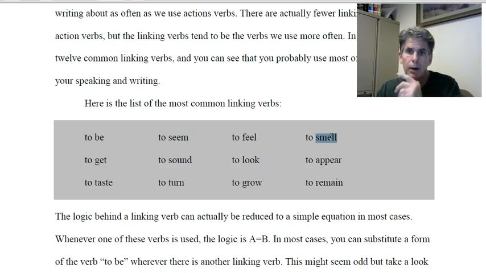Okay? But if I say the roses smell nice, the roses aren't doing anything. The roses are nice. That's A equals B. So understand that about linking verbs. Most of them can go over to the action side, if you look at the list. Sometimes these can be actions, sometimes linking. But whenever they're put into a sentence, they are either one or the other.